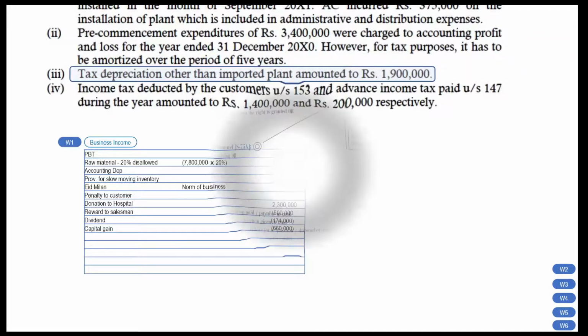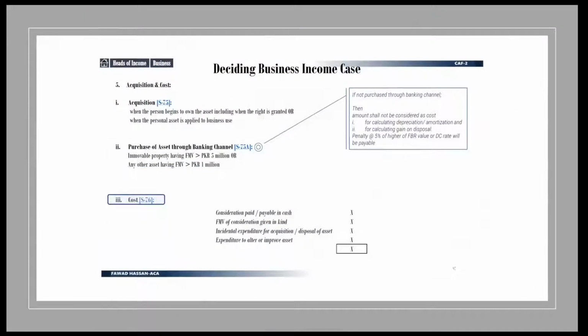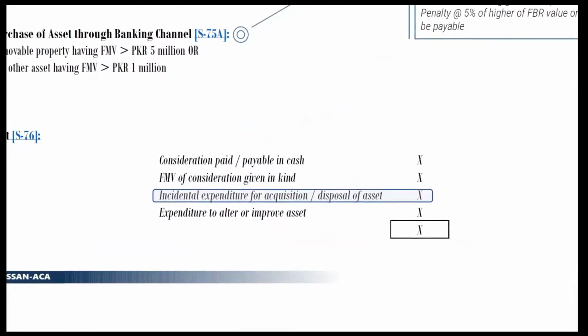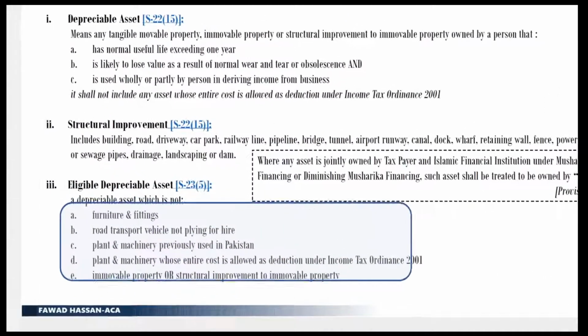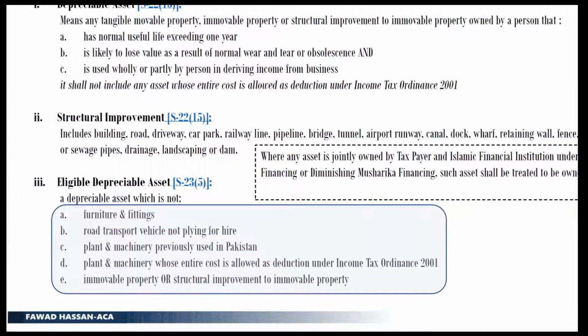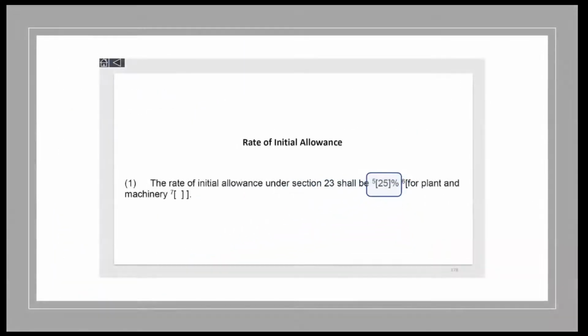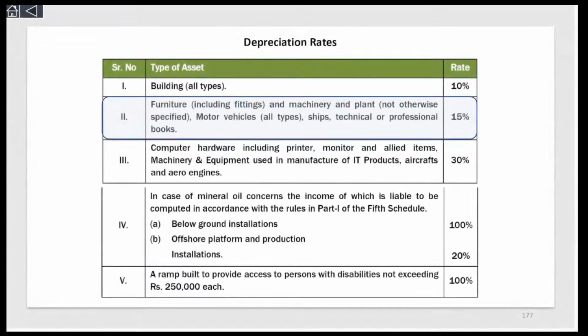Recall notes slide for cost of assets. Incidental expenditures are part of cost. This means that installation cost will be included in cost of plant and not as an administrative expense. Next, recall definition of eligible depreciable assets. These assets have been defined through exclusion, and the plant given in question is not one of the exclusions. So imported plant is an eligible depreciable asset. An initial allowance of 25% will be allowed for this plant. A depreciation of 15% will be allowed under tax law.